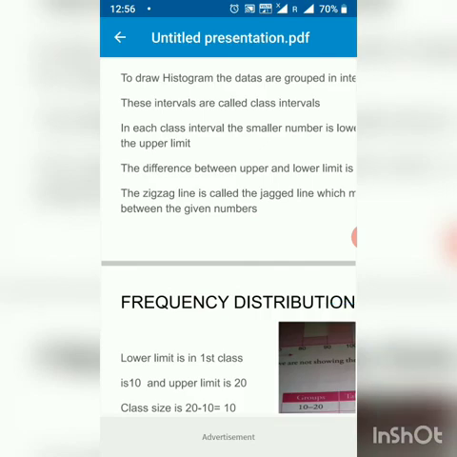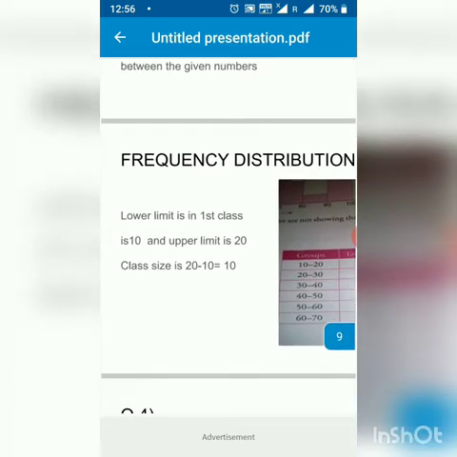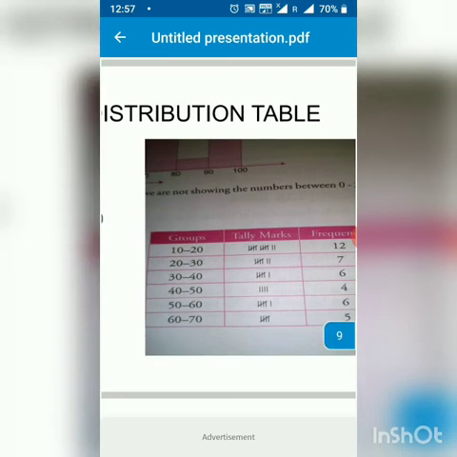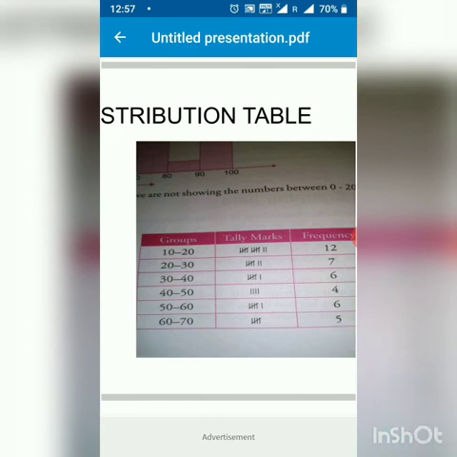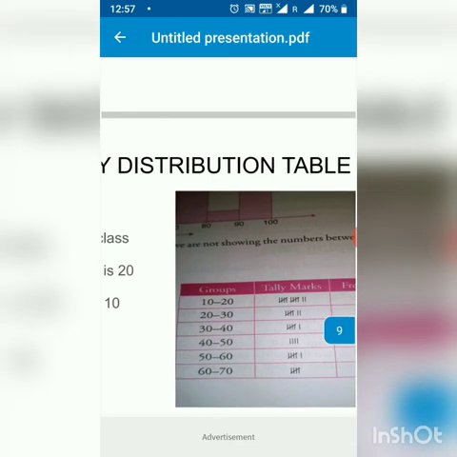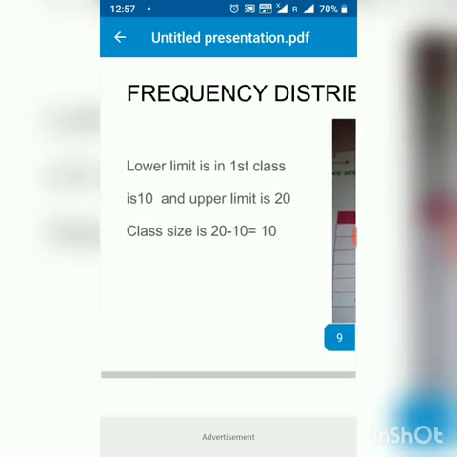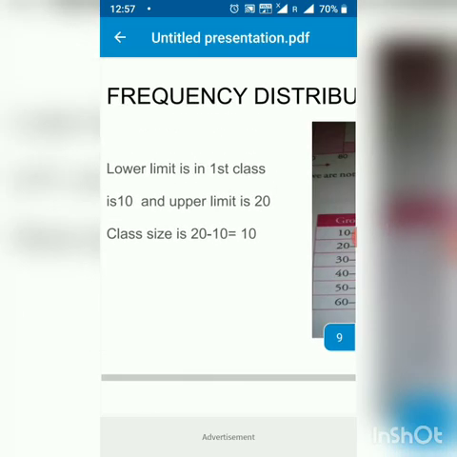Okay. See here, I will show you another example of a frequency distribution table. See here, 10 to 20. How many students are there? Frequency is 12. So here 10 is the lower limit, 20 is the upper limit. And the difference is known as class size or interval size. 20 minus 10 is 10. Class size is 10. Okay. So this is how we can represent the data in different methods.